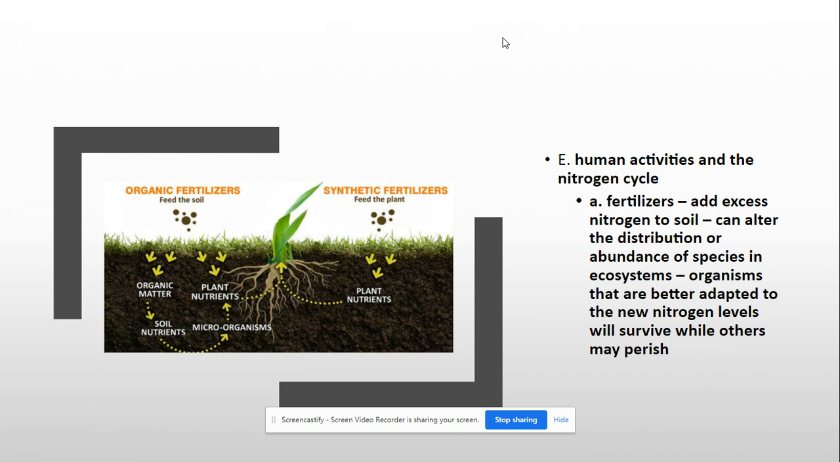Some human activities involving the nitrogen cycle, number one would certainly be fertilizers. The use of fertilizer will add excess nitrogen to the soil. This can alter or disturb the abundance of species found in that ecosystem because those organisms are typically better adapted to those new nitrogen levels and usually will survive while others may perish.